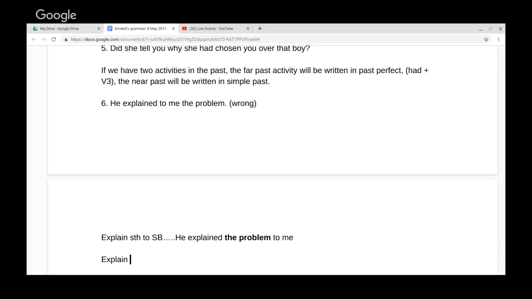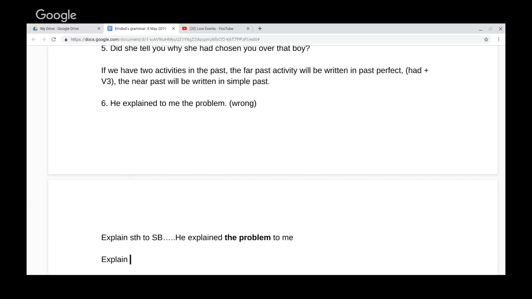it's a clause. Why are you late? It's a clause. So this time you will not use explain something to somebody, you will say something like this: explain to me why you are late. So 'explain to me' will come first, then you will put the clause. What about this? Can you explain your failure to me? Right or wrong? Explain the failure to me. Right, because explain something to somebody, and something is just one word.